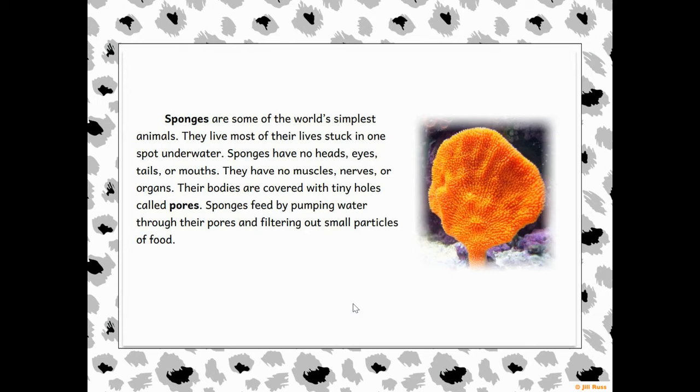Sponges feed by pumping water through their pores and filtering out small particles of food. So there are little teeny tiny holes called pores and the water goes through them. And as the water goes through, the sponge pulls out the little teeny microscopic pieces of food that are floating in the water.